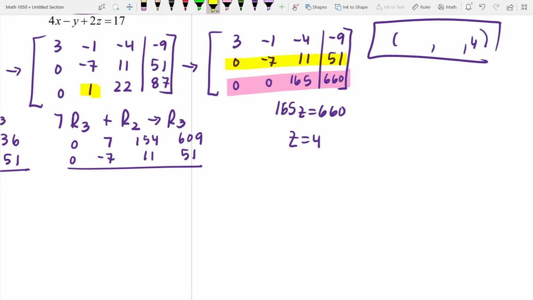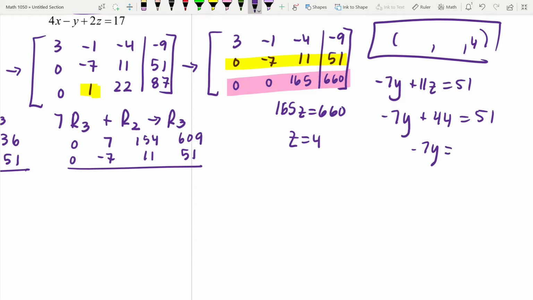So go to the row up above it. That means negative 7y plus 11z equals 51. But z is 4. So that's negative 7y plus 44 equals 51. Move your 44 over. Negative 7y equals 7. Divide by negative 7, y equals negative 1.